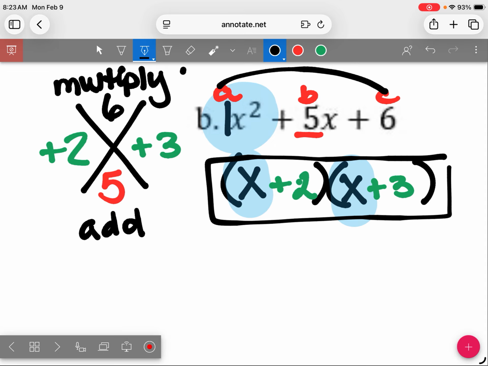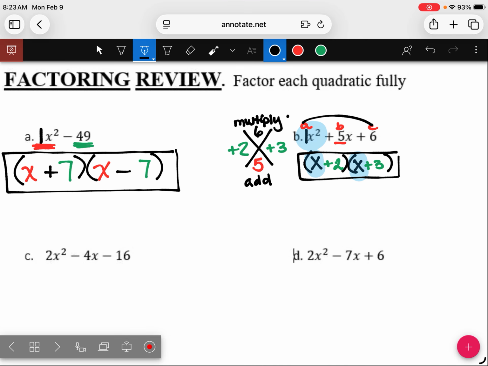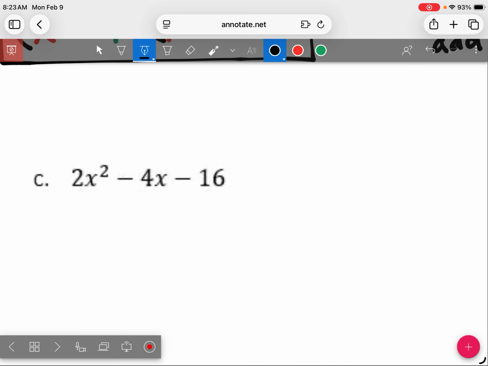All right, now let's look at C. C has a GCF, just like E. What number can I divide into 2, 4, and 16? They're all even. And because they're all even, they can be divided by what? By 2. So let's do that.